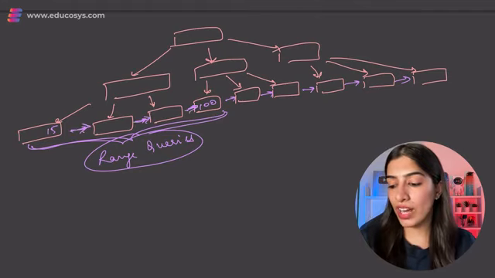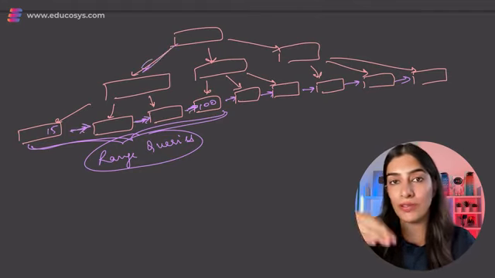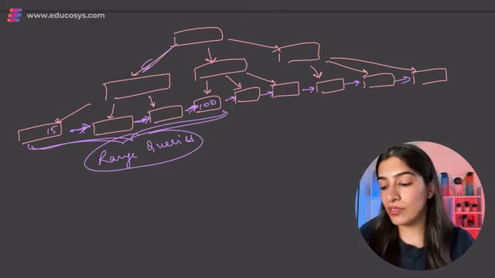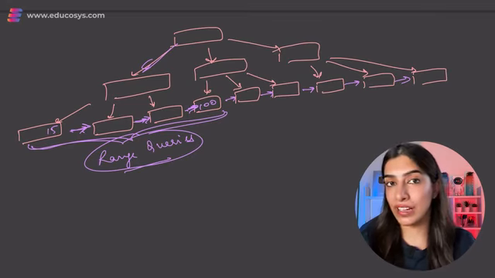Versus in a B-tree, what would happen is that you would need multiple traversals. You would have to go up and then go down like that, right? You would need multiple traversals for range queries. It won't be as straightforward.